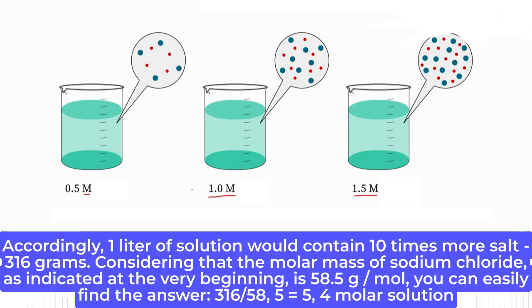Step 8. Accordingly, 1 liter of solution would contain 10 times more salt, 316 grams, considering that the molar mass of sodium chloride, as indicated at the very beginning, is 58.5 g/mol. You can easily find the answer: 316 divided by 58.5 is equal to 5.4 molar solution.